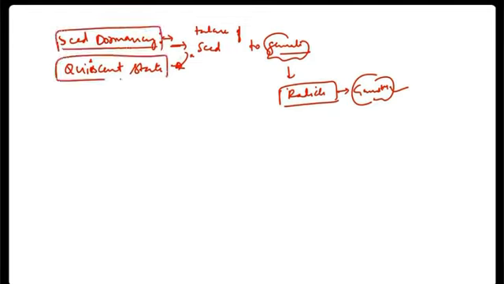How can you differentiate between these two? Whether the seeds are actually in the quiescent state or in the dormant state? How can you differentiate it?